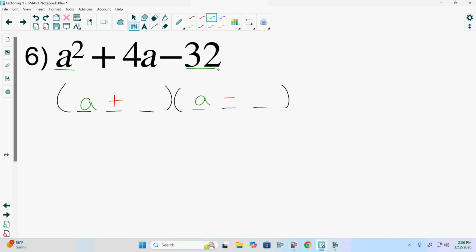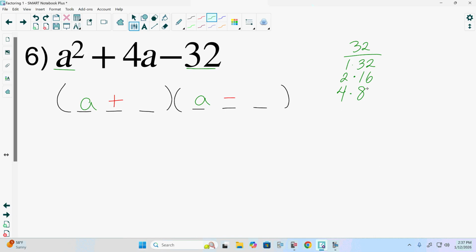32 has more than 1, yes? Yeah. Because we do have 1 times 32. Is 2 a factor of 32? 2 and 16. Is 3 a factor? How about 4? 4 and 8. Is 5 a factor? No, because it doesn't end in 0 or 5.